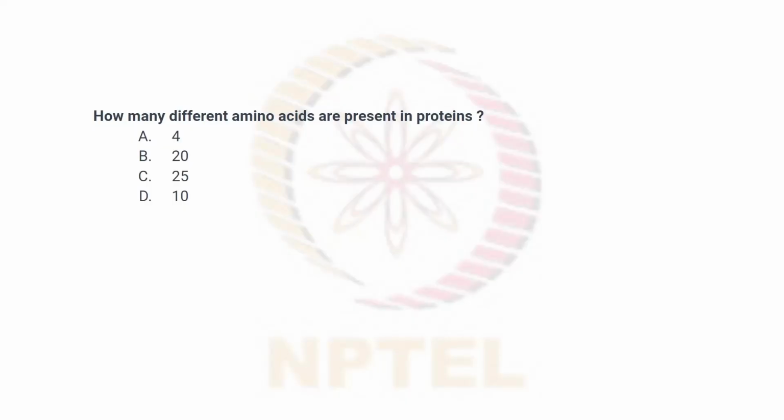So here I have one question. How many different amino acids are present in proteins? Thank you for your answer. So we have 20 standard amino acids that are present in proteins.